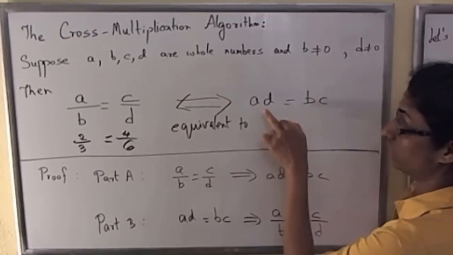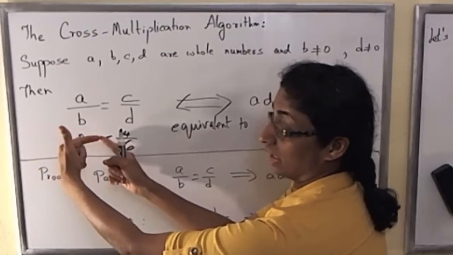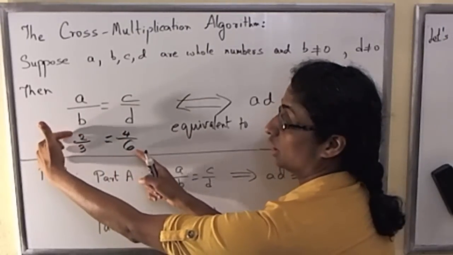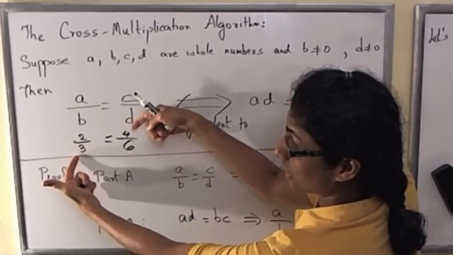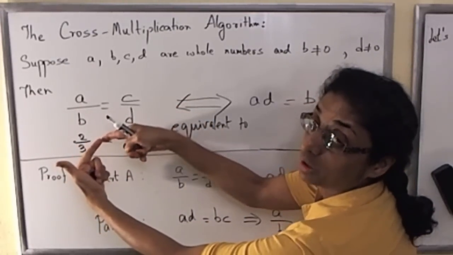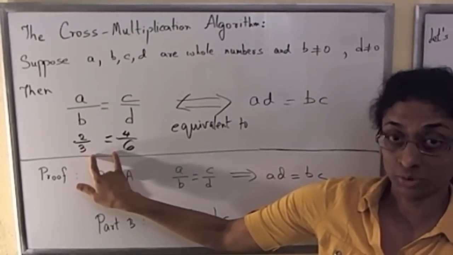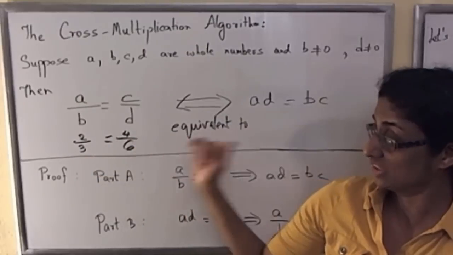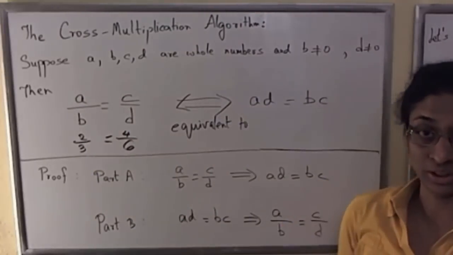And what the cross multiplication algorithm is saying is, if you were to multiply this way and get a cross product, so 2 times 6, that's 12. We claim that 12 is also the same as this cross product. If you multiply these two, 3 times 4, 12. We believe that. So we can see for this example, the cross multiplication holds true in this direction. If this is true, then we can see these two cross products are equal.